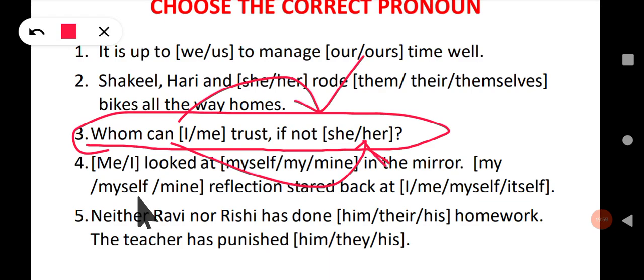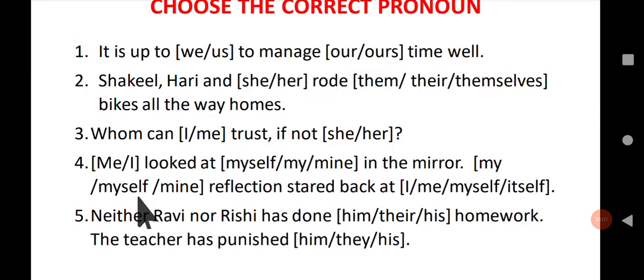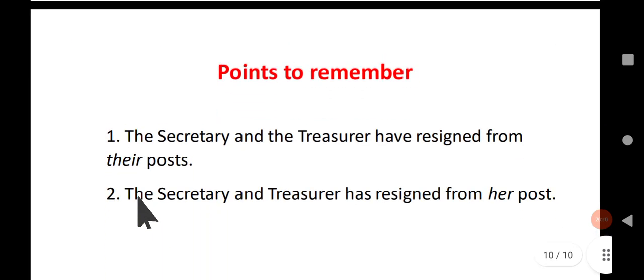Okay, got it? Whom can I trust if not her? I want to trust her. Can I trust her? If not her. Okay, fine. Her is the proper one. Next. Please correct that. Okay.